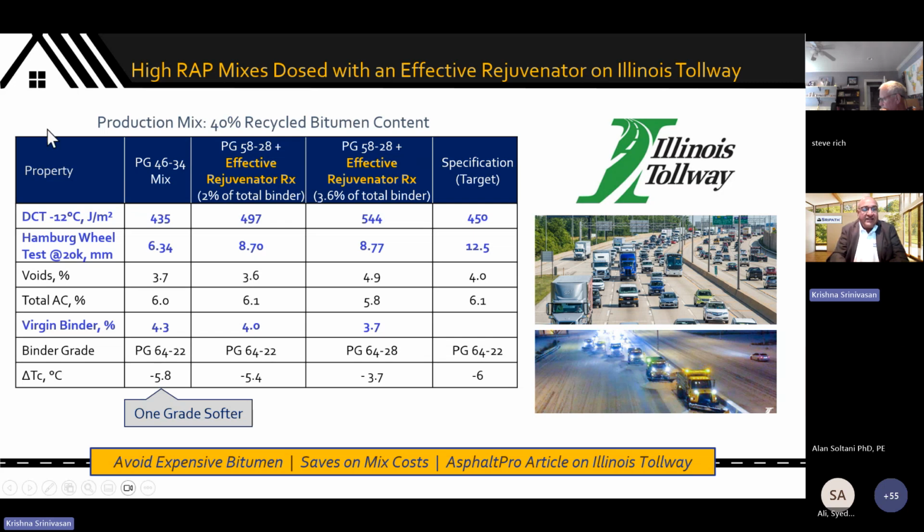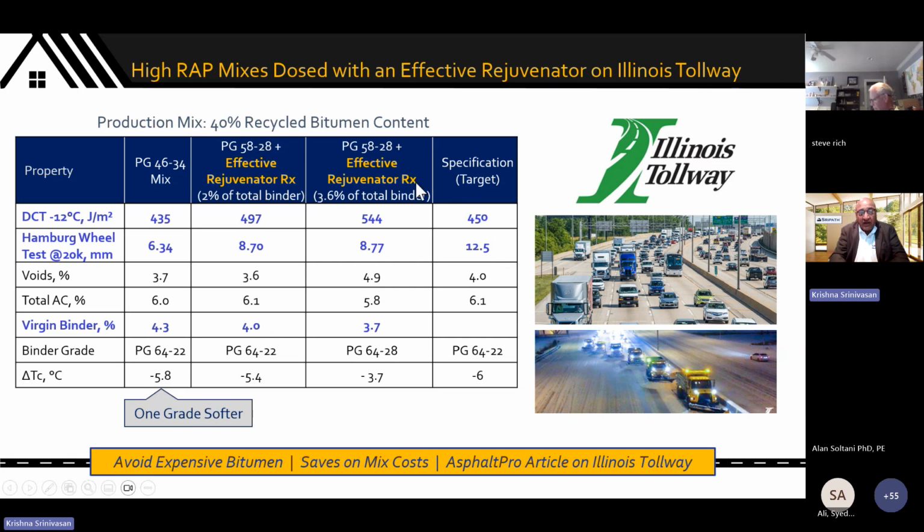They use DCT as their measure of fracture toughness and Hamburg wheel as a measure of their rutting resistance. Remember BMD, you're looking for one fracture toughness property and one rutting property, trying to balance the softness of the mix versus the hardness of the mix. What you can see is that the rejuvenated mix with the standard 58-28 binder easily met the spec properties. In fact, they were happy enough with that.